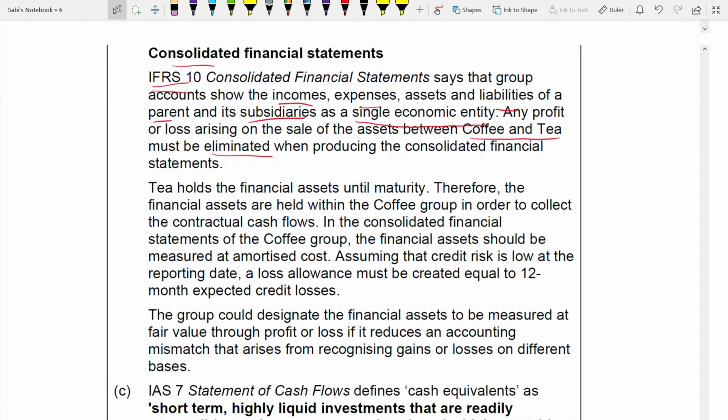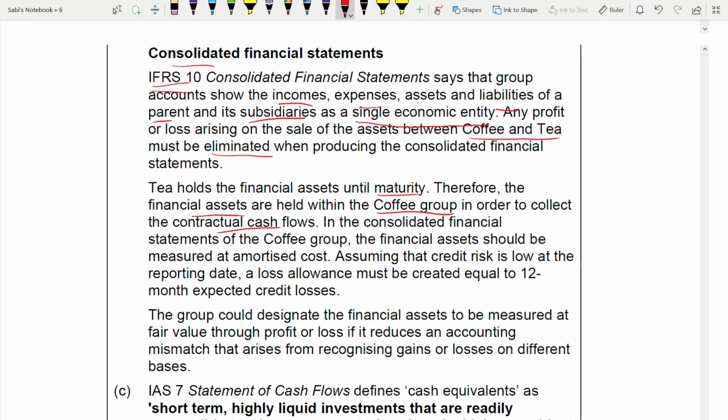The second paragraph says we are relating this to Tea and Coffee. So Tea, the subsidiary, holds the financial assets until maturity. Therefore, this financial asset will be held within the Coffee group. Coffee is the parent. Okay, because if the subsidiary is holding the financial asset, the loan, until maturity, it means the group will be receiving that until maturity. So it will recognize that financial asset. It will be collecting the cash flows, the interest and the amount of the loan.